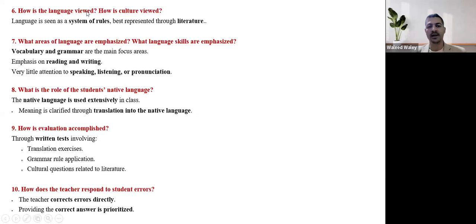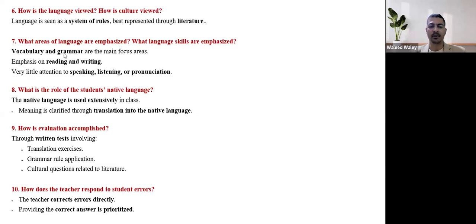Okay, and how is the language viewed? How is the culture viewed? Here, language is seen as a system of rules. So this is the view of the language. The teachers in this method think that to help the students to acquire the language, you have to explain the rules for them and help them to memorize the vocabulary.